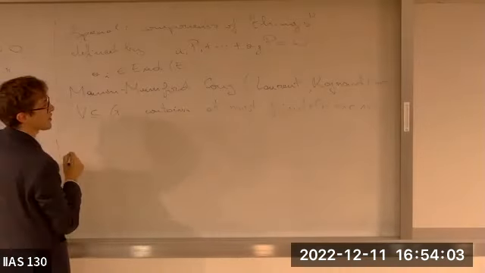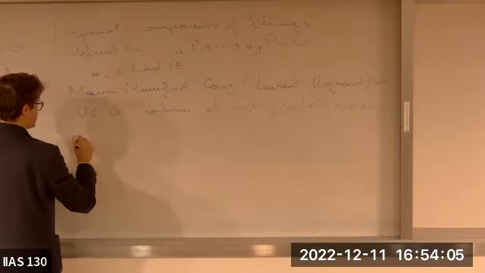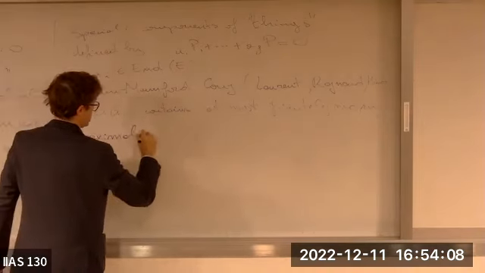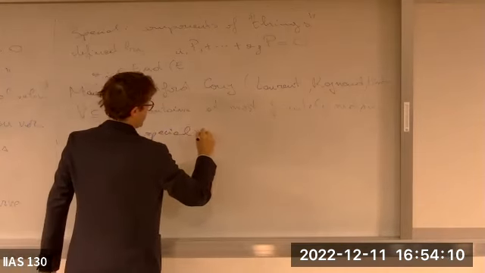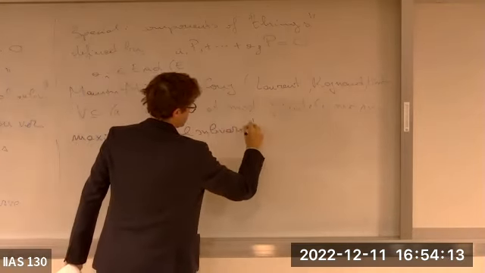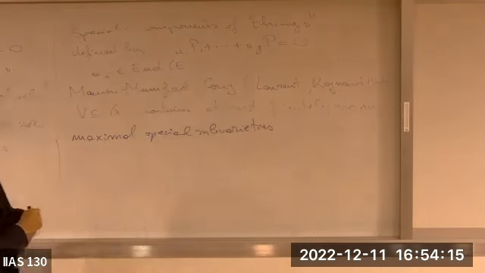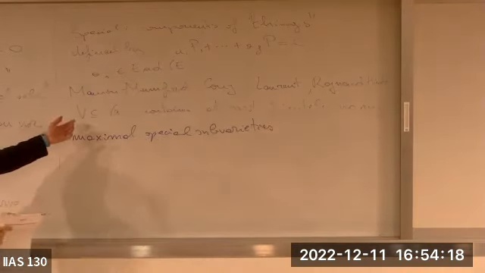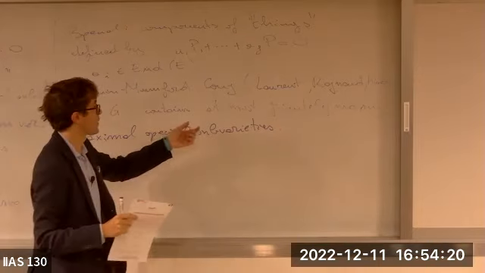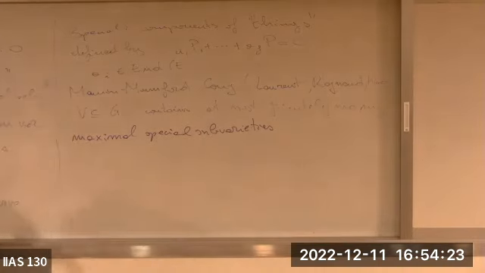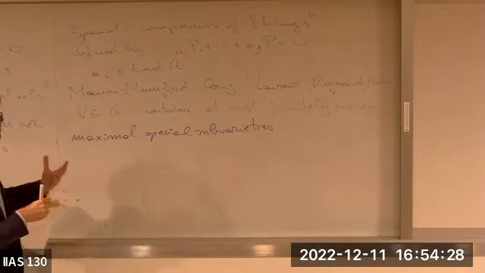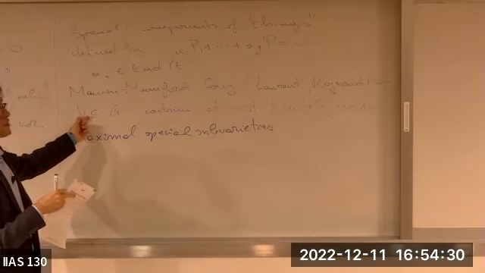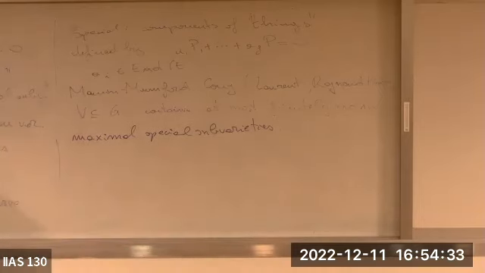Okay, so finally, maximal special subvarieties. So what does this mean? It means that either your V was special, or basically the special subvarieties are a proper closed subset. So the special subvarieties that are contained in V are somehow well behaved from the viewpoint of Zariski topology. You can't have any weird thing going on.